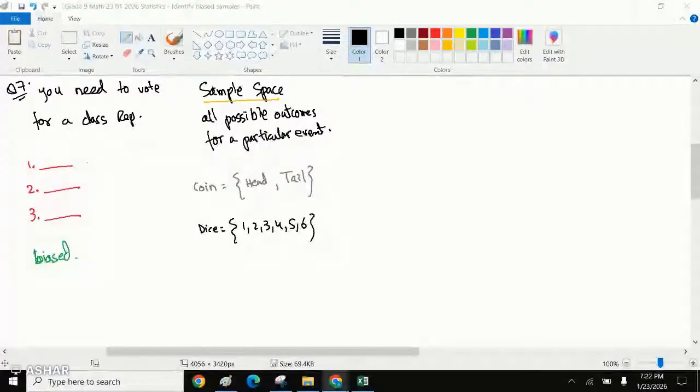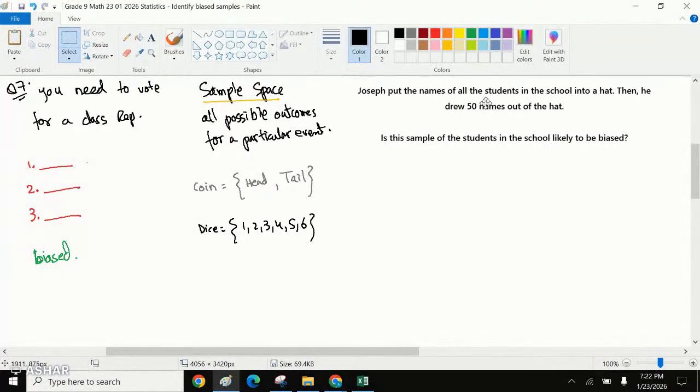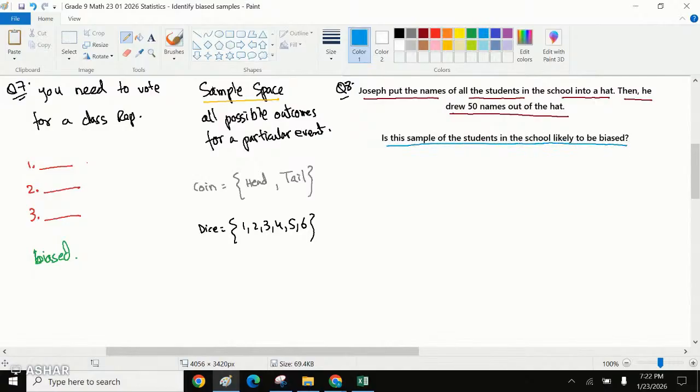If I say this is the question given to me, it says Joseph put names of all the students in the school into a hat. Then he drew 50 names out of the hat, right? This is random. Question number 8. Is this sample of students in the school likely to be biased?